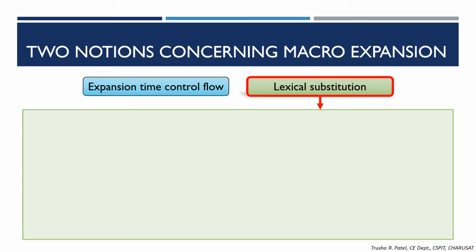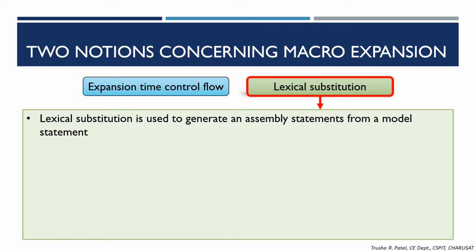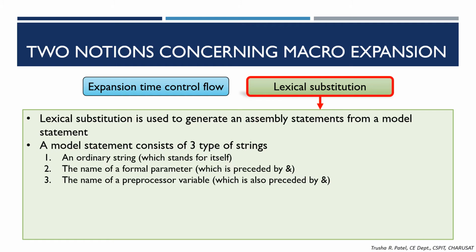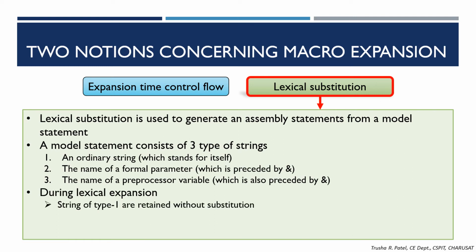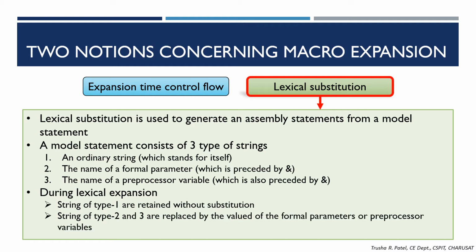Next is lexical substitution. Lexical substitution is used to generate an assembly statement from the model statement of the macro body. A model statement consists of three types of strings. First is an ordinary string, second is the name of a formal parameter, third is the name of a preprocessor variable. During lexical expansion, strings of type 1 are retained without substitution, and strings of type 2 and type 3 are replaced by the value of the formal parameter or preprocessor variable.